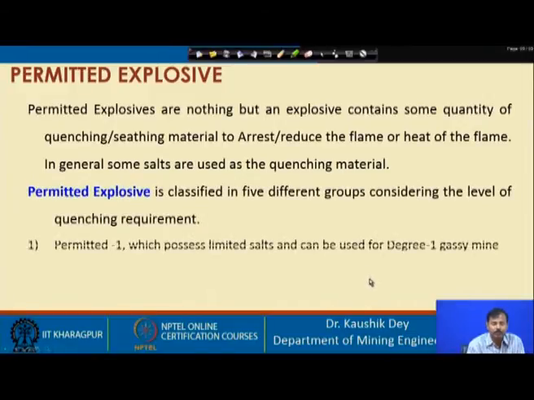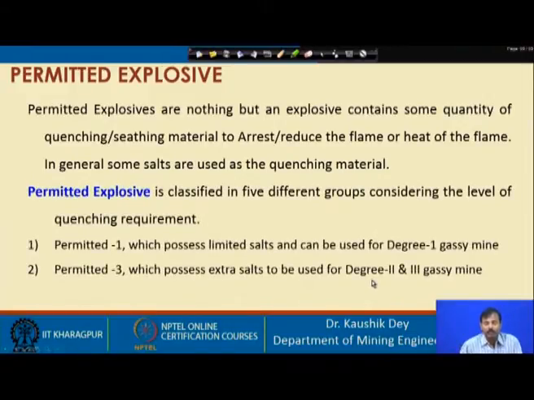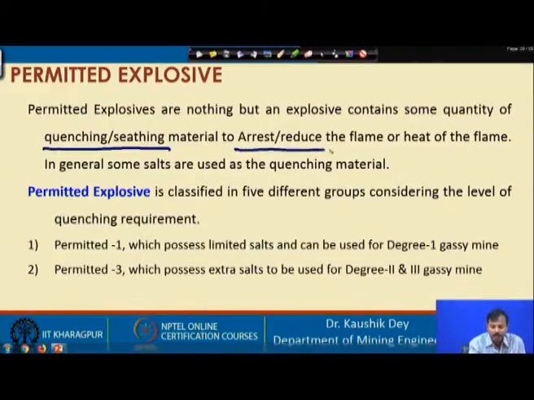A permitted explosive is basically an explosive that contains some quantity of quenching or seething material to arrest or reduce the flame or the heat of the flame. There are some seething or quenching materials which basically quench the flame or reduce the temperature of the flame, so that a flame will not arise, and that is why heat or flame will not be there.